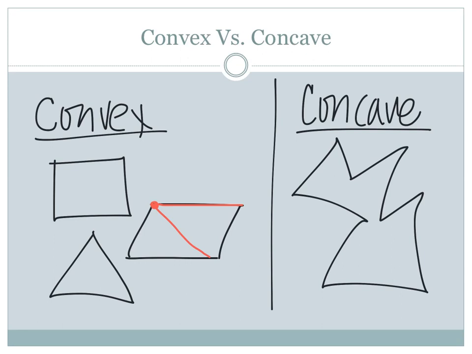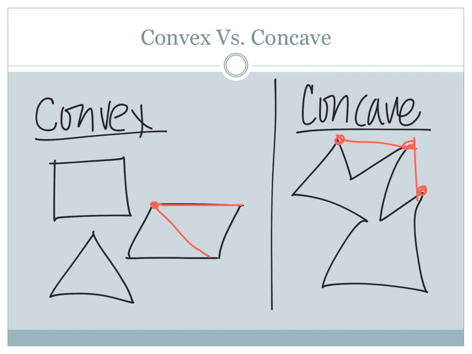Concave means that I can travel outside of my shape to get from one point to the next. Okay? So notice how those red lines are actually outside of my polygon. Okay? How can you tell the difference? Literally like that. If it travels inside or if it travels outside. To travel from one angle to the next, if I go outside of the shape, it's concave.